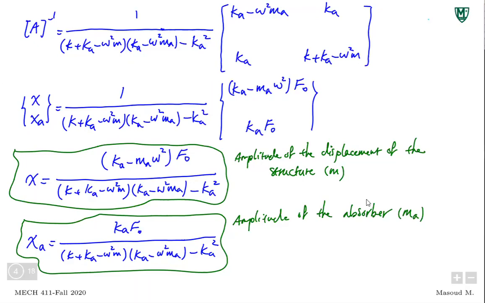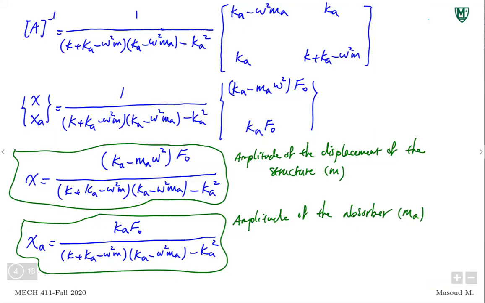So these are the functions of frequency of the excitation omega, mass of the absorber ma, stiffness of the absorber, stiffness of the main structure, and the amplitude of the force applied to the system. We are assuming that's just the harmonic force F naught sine omega t, F naught being the amplitude of the force.